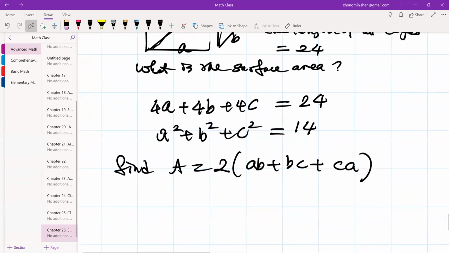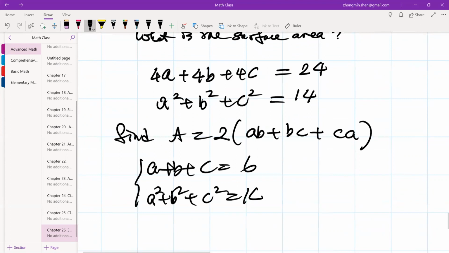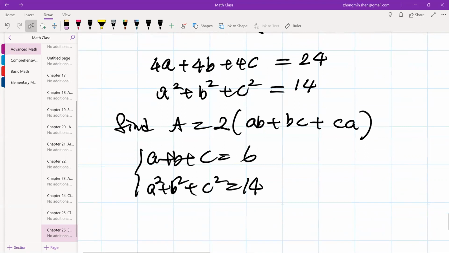Okay? So there are a couple ways to do. So let's simplify the above equation. A plus B plus C is going to be 6, right? And A squared plus B squared is 14, okay? You cannot find the ABC in general, but you can find a special solution, ABC, okay? Then you can use that to find the surface area, okay?